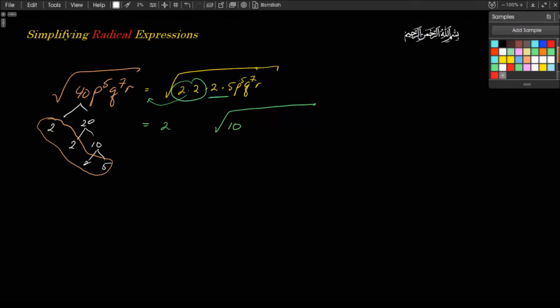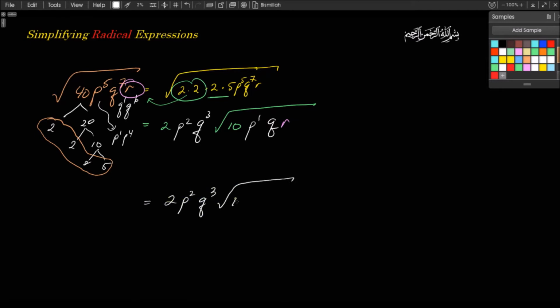There are 5 p's, right? There are 5 of them. So the 5 p's, that's p to the 1st times p to the 4th, right? So this 1p will stay inside, and these 4p's will come out as p squared because you're going to be able to make 2 sandwiches out of the 4 p's, right? And then q to the 7th. Now q to the 7th is q to the 1st times q to the 6th, right? So you can make 3 sandwiches there, and 1q will remain. And this r, well, tough luck for r because it's only got 1 there. So the r will remain inside. So this expression will simplify to 2p squared q to the 3rd times the square root of 10pqr.